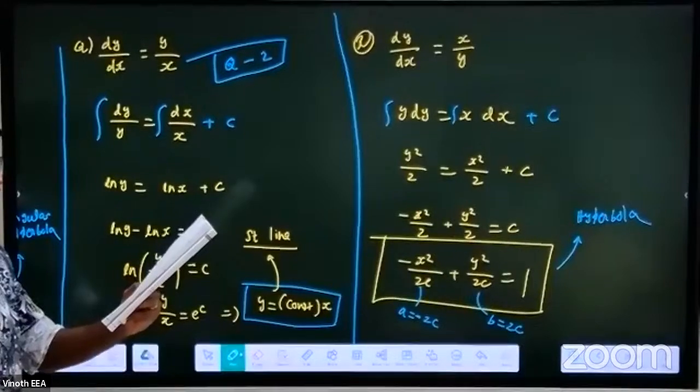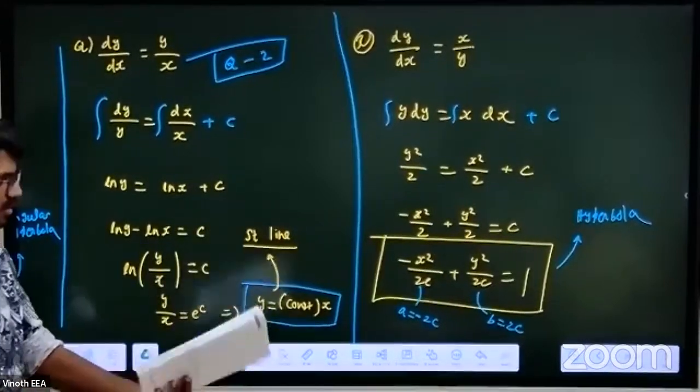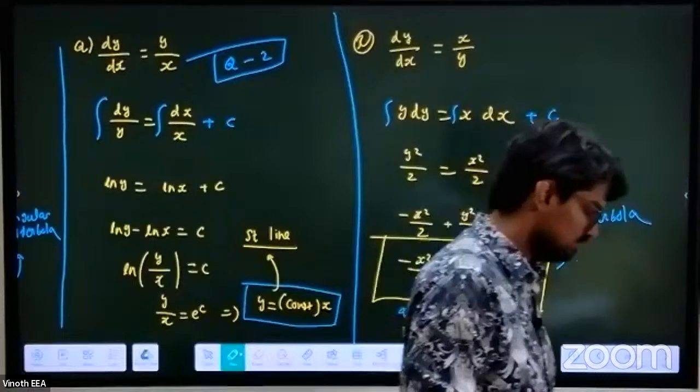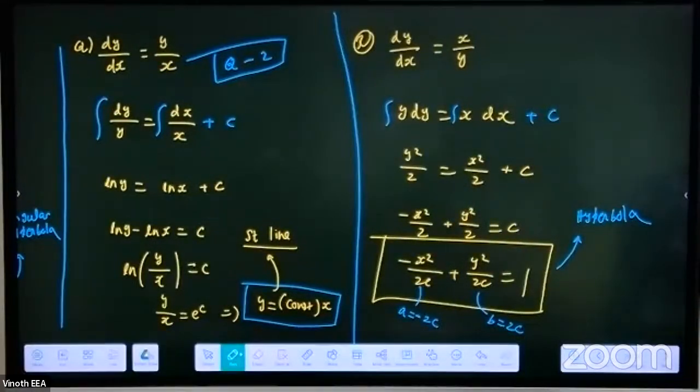S1, take dy by dx equal to minus x by y. Your task: do it and say. It is a circle. You will get x square plus y square. Minus x by y. Minus x by y.